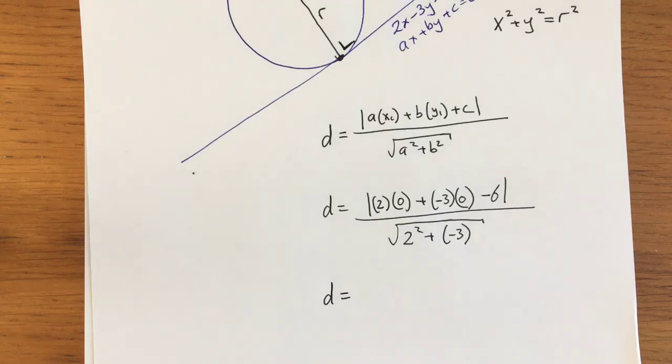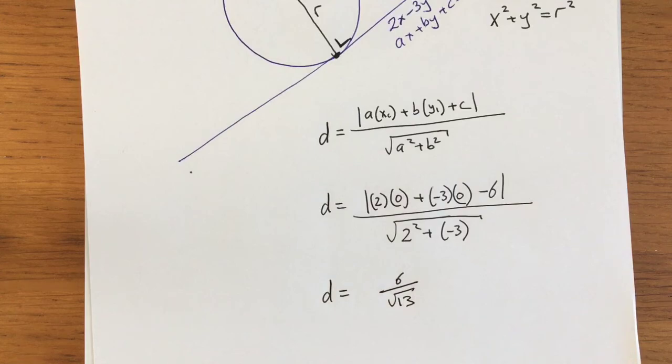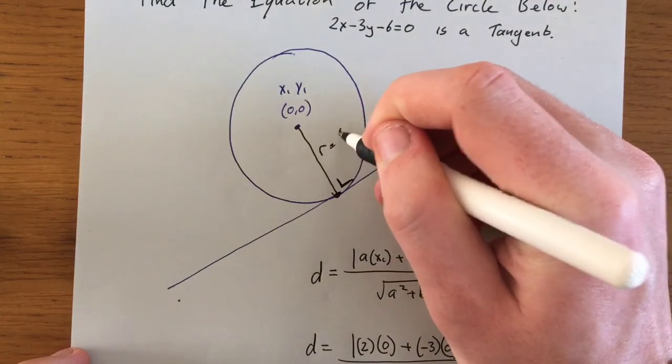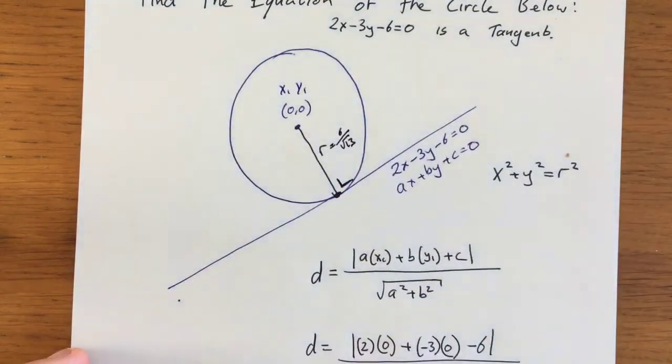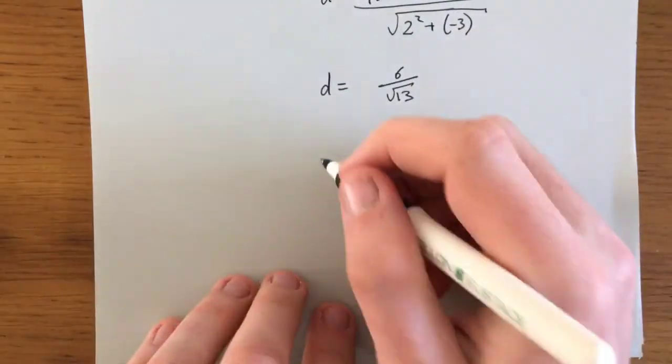If we do all that out in the calculator, we get an answer of 6 all over the square root of 13. So that is our distance there. We can leave it like that. The distance then is equal to 6 all over the square root of 13. So that now is our radius. So now I can go on to finish the question.